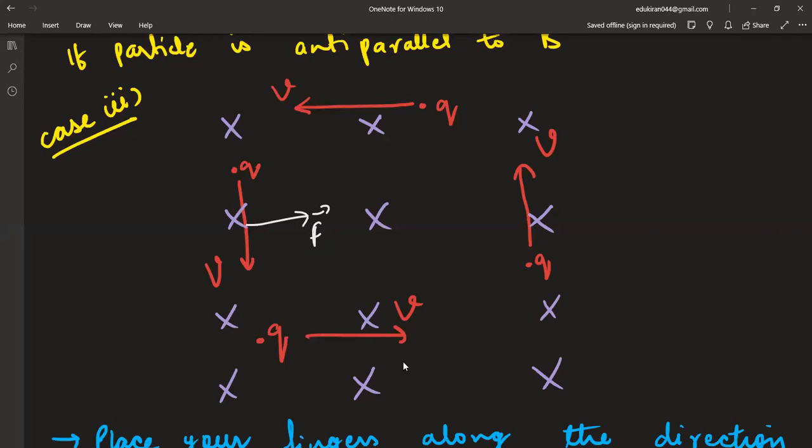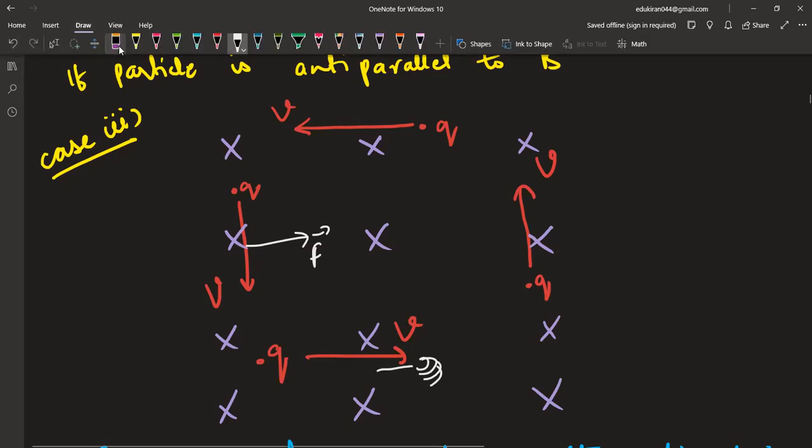Tell me for this one. Palm is facing the screen, pointing towards the right hand side. Curl the fingers inwards. Where is the thumb pointing? Answer in the chat column. What is your direction coming? See, palm is kept towards the screen, means your right hand is kept. You have to keep your hand in such a direction that you are able to curl it towards the magnetic field. So curl your fingers inwards. Where is the thumb pointing in this case?